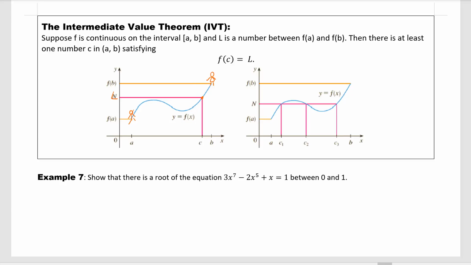So here we don't know where the C is. We just know there is at least a C, one C, okay? There might be more C.